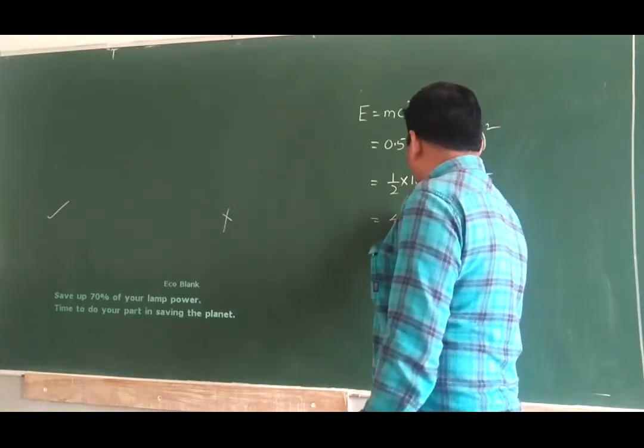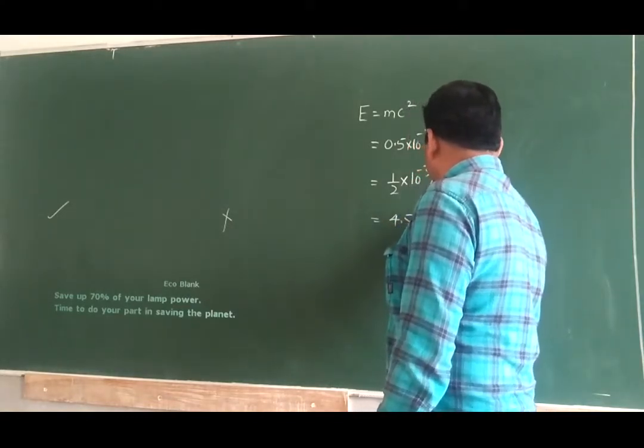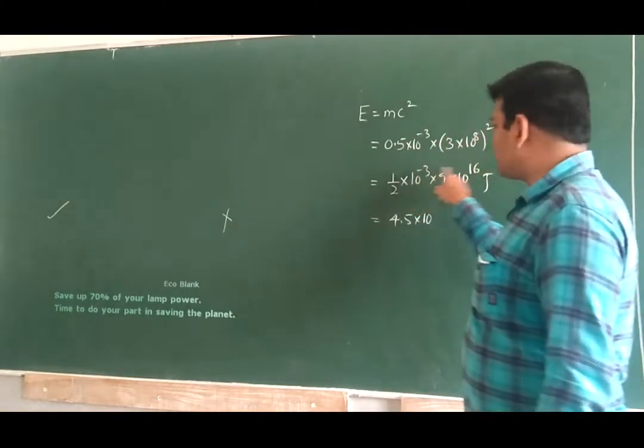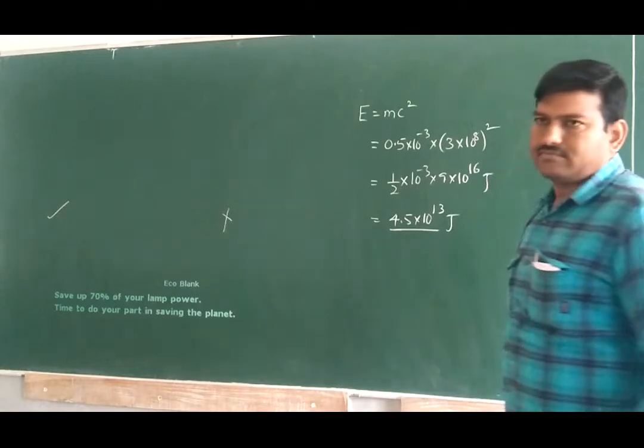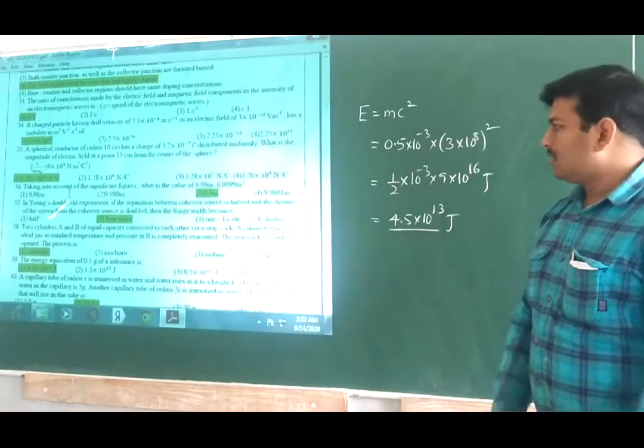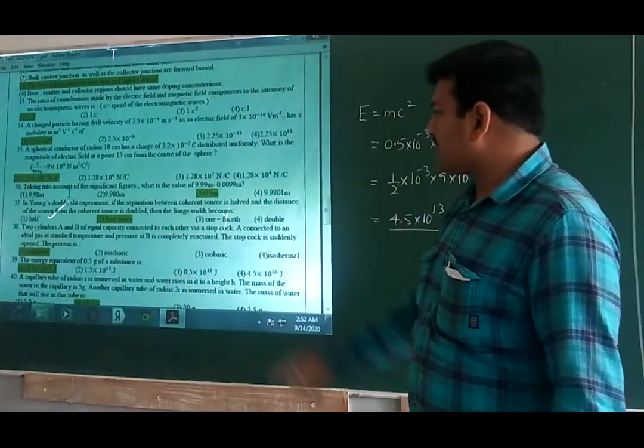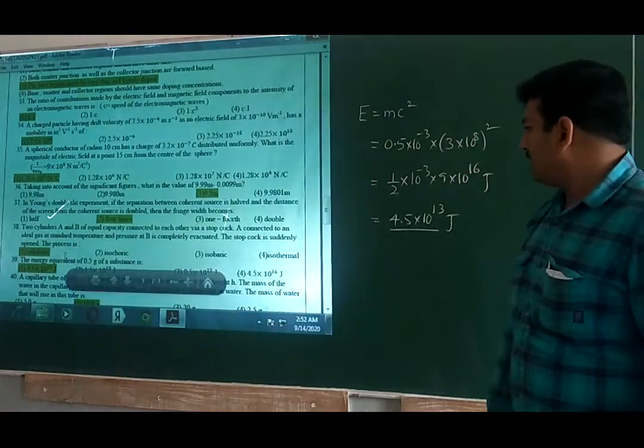9 by 2 is 4.5. So 4.5 into 10 to the power minus 3, 10 to the power plus 16, that is 4.5 into 10 to the power 13 joules. This will be the right answer. So what is the right answer? 4.5 into 10 to the power 13 joules is the right answer.